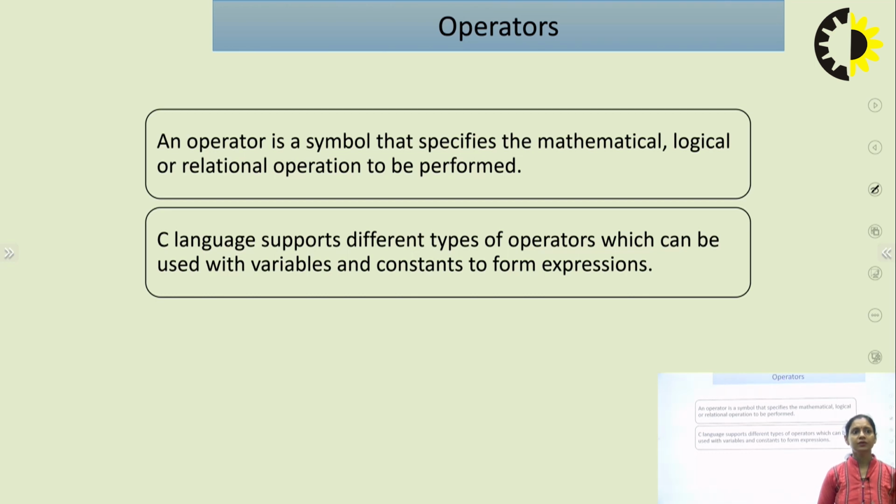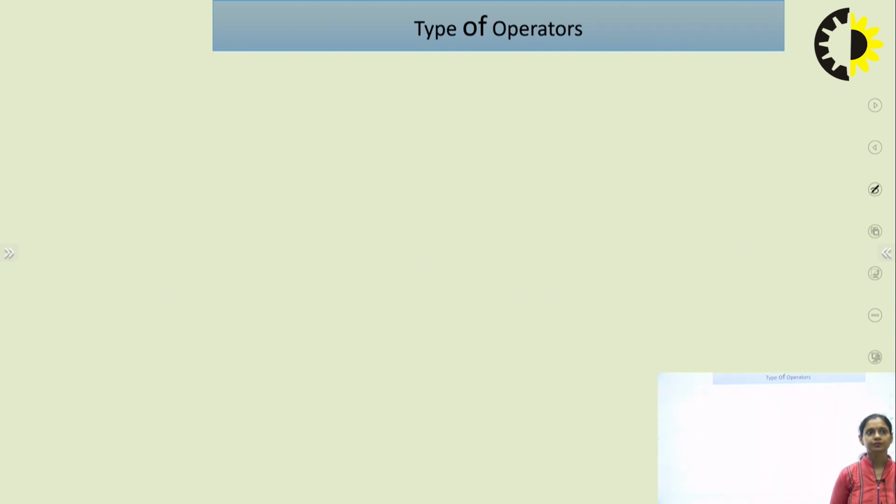The C language supports different types of operators which can be used with variables and constants to form an expression. So we have the variables and the constants which are used along with the operators to define an expression. These operators are used to establish a relation, a logic or different arithmetic operations between two variables or constants or a mixture of both.